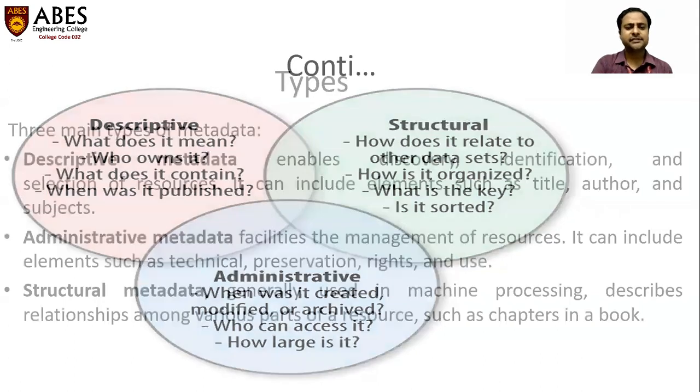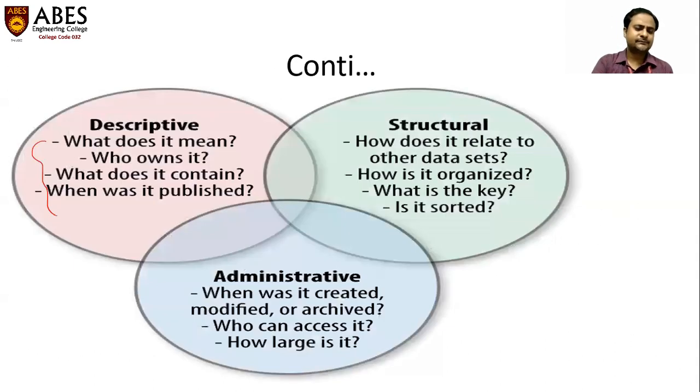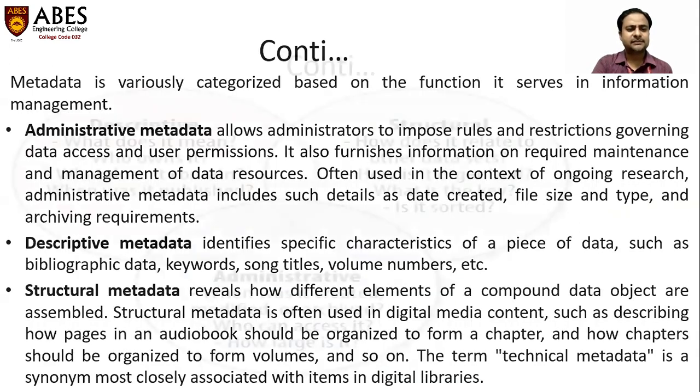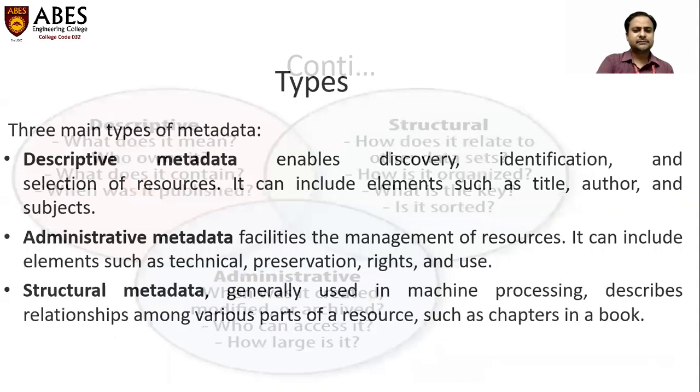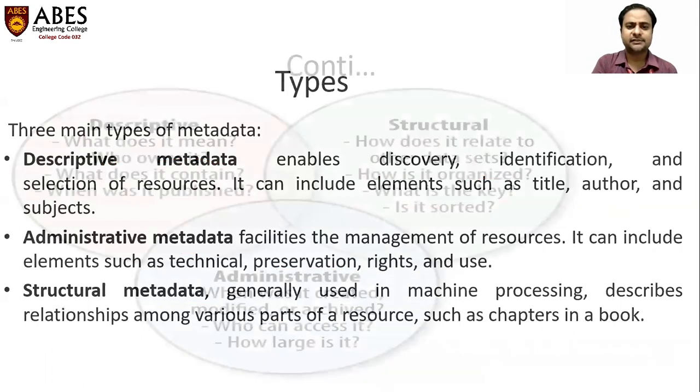Like earlier, we can see that the technical, preservation, rights, and uses are covered in administrative metadata. In structural metadata, we get the answer about the organization and the key components. And here we can see that the parts of the resource and the interrelationship between the different components are covered.